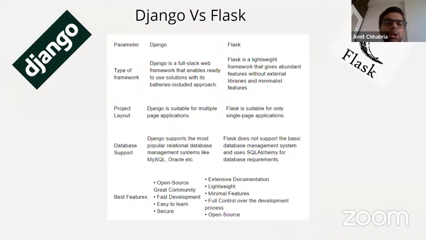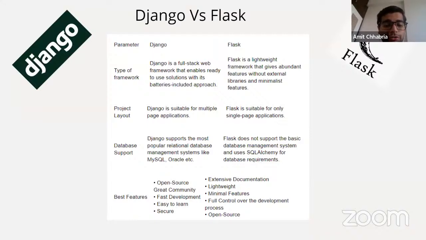Django is suitable for multiple page applications as well. Whereas Flask is only suitable for a single page application. If you want, you can go from one page to another in Flask, but it's a tedious job. Whereas in Django, you just have to follow the MVT architecture and you can get going. So in Django, MVT architecture plays a major and very important role.